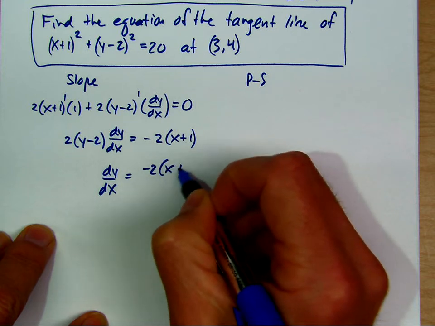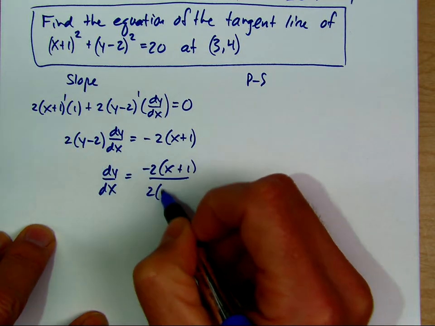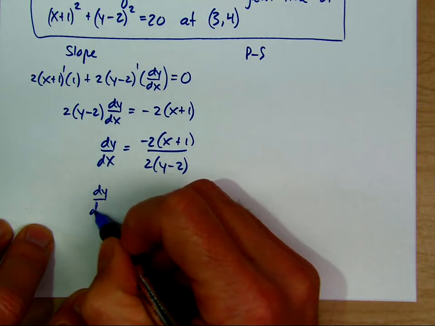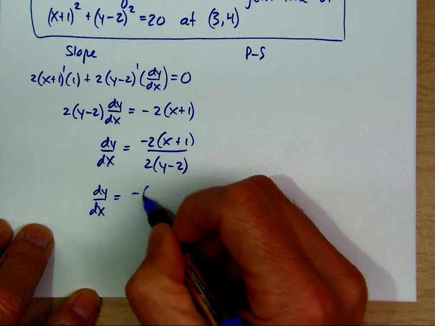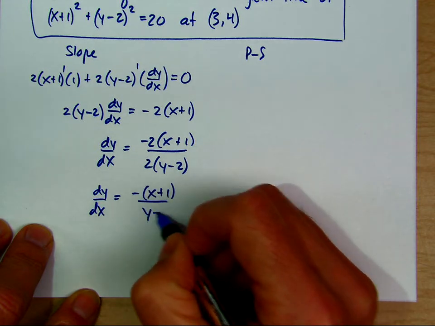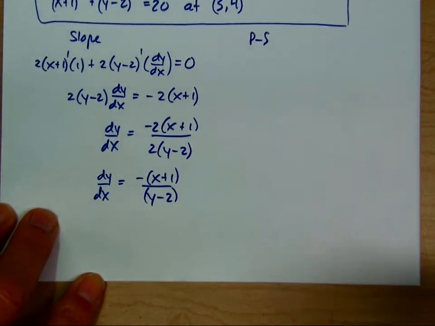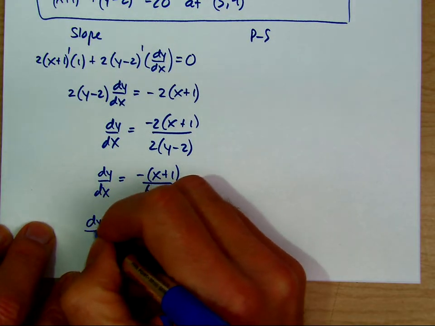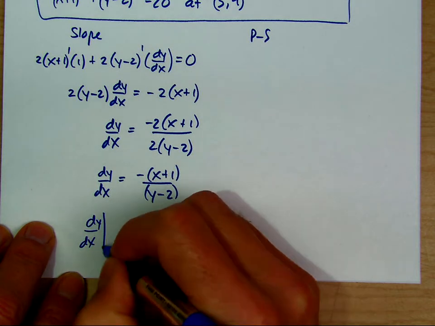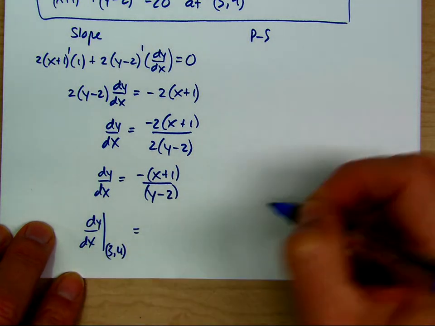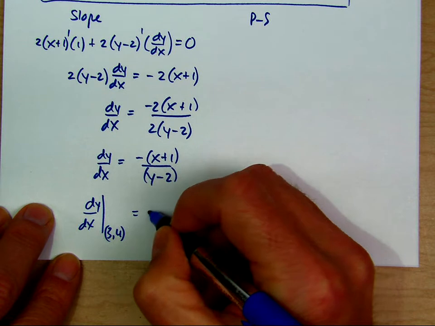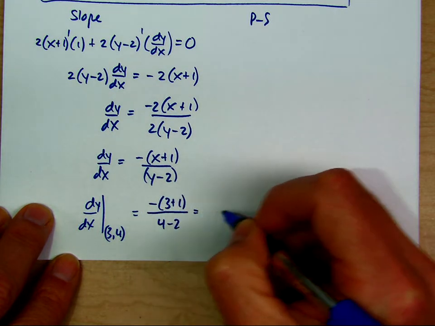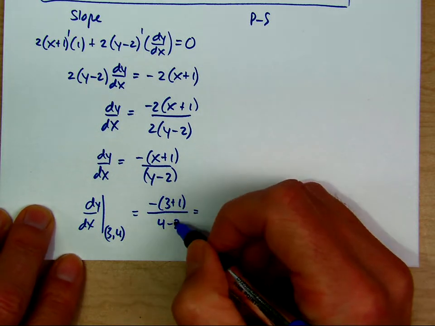And divide. Divide by that. Cancel. And substitute. So we want to evaluate dy/dx at (3, 4). So we put a 3 in for the x, 4 in for y, and we end up with negative 4 over 2, so negative 2.